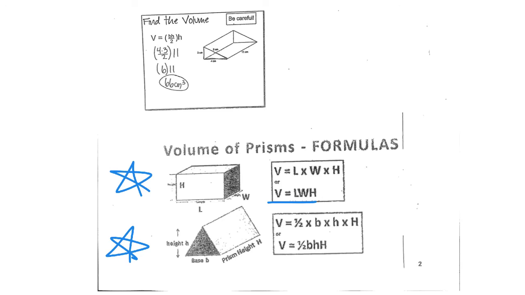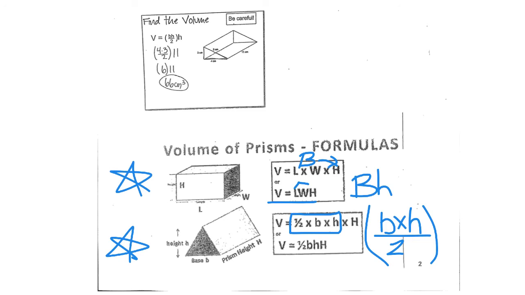We talked about that's not what we're going to use because that's not the formula that we're going to see. We're going to see that length times width is really big B and then times height. So it's base times height. Same thing down here. They do 1/2 times base times height. We know that all of that is our base because that's helping us find our triangle. So it's base times height divided by 2. That just gets us our triangle. Then we still have to multiply that times the height.